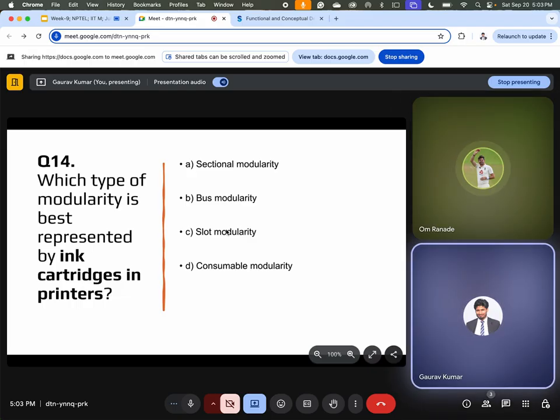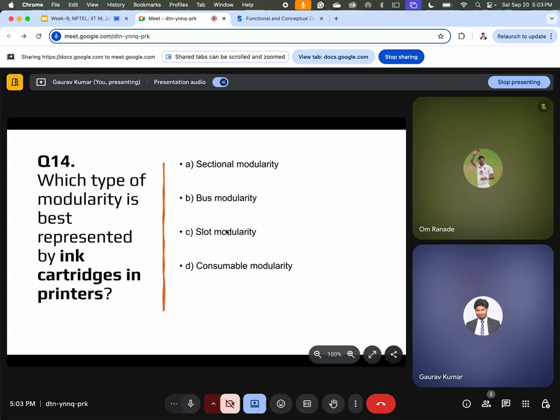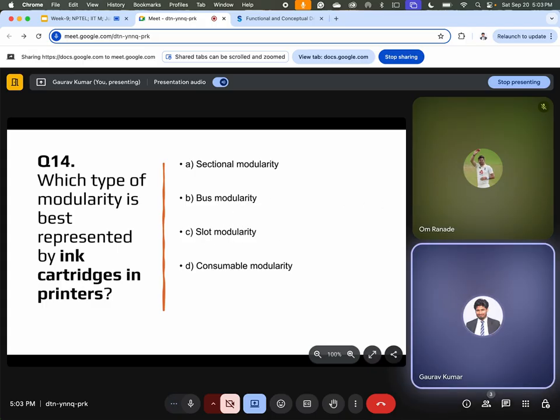Bus, C, modularity, option. B. Slot. C. Okay, slot modularity. No, but C is not the right answer. So the right answer is consumable modularity.